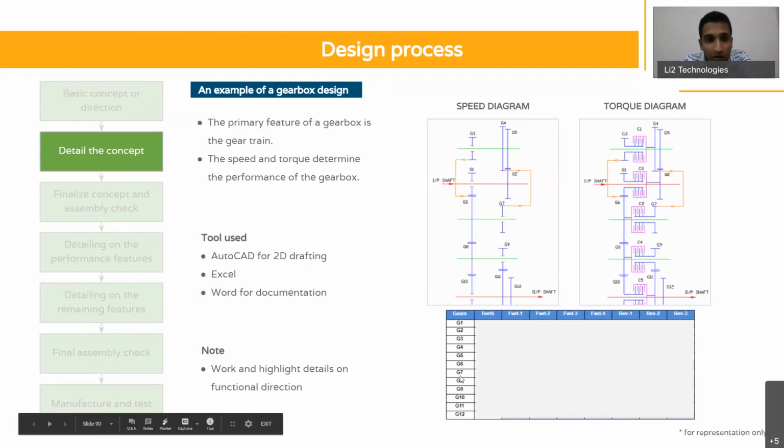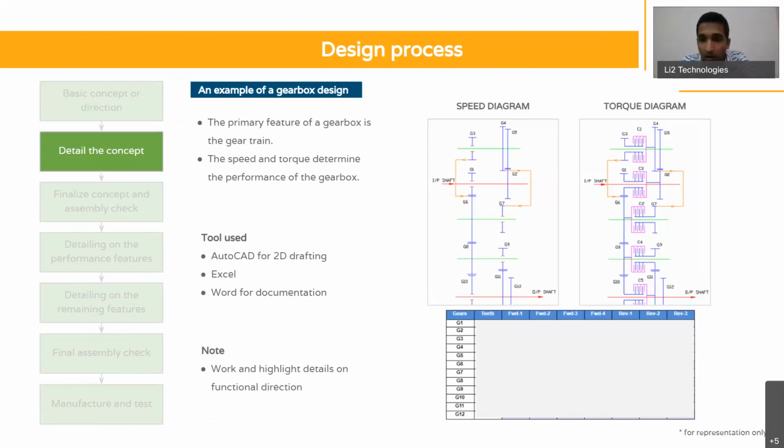The primary feature of a gearbox is the gear train. Any gearbox, you talk about multiple gears meshing to each other, and the speed and the torque determine the performance of the gearbox. So now that I've identified what is critical to the performance of the gearbox, I start working primarily on those concepts to make sure that those concepts are met, and that is my speed and the torque.